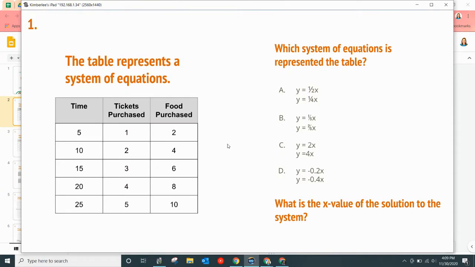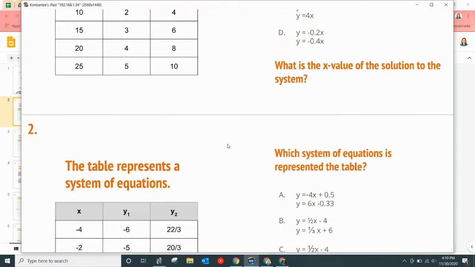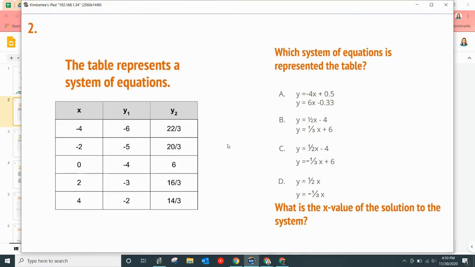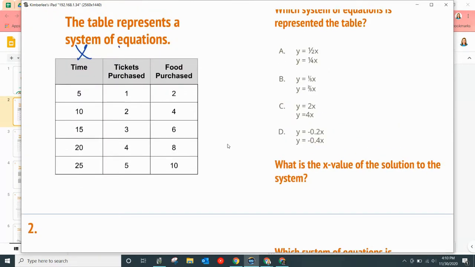What's different about this table is that it just looks different. It's got 3 columns, and we're used to seeing tables that have an X column and a Y column. If they give you a table and it's not labeled for you, it's important to remember that they always give you X first. Sometimes they'll label one column Y1 and one column Y2, like number 2 right here. If they haven't already labeled it for you, you can label it like that.